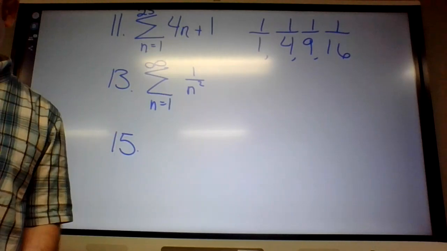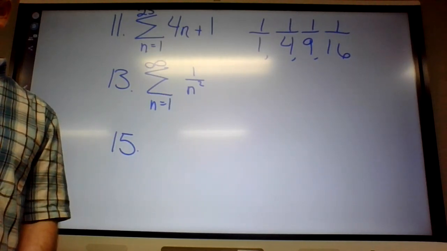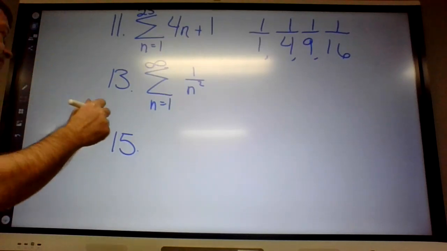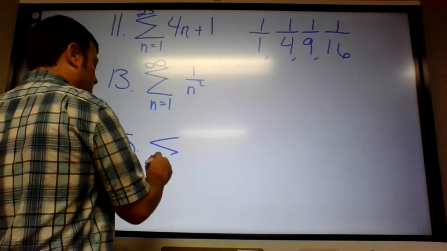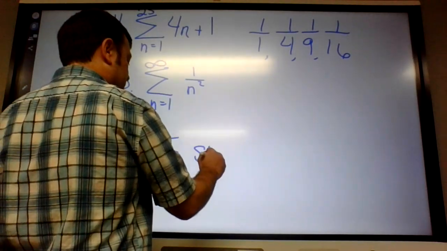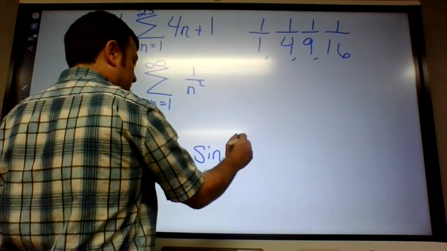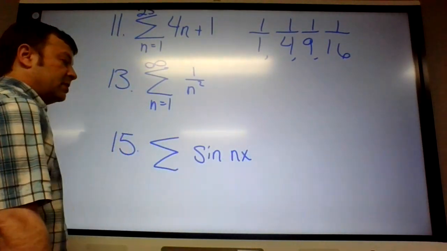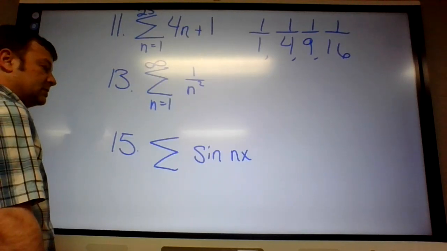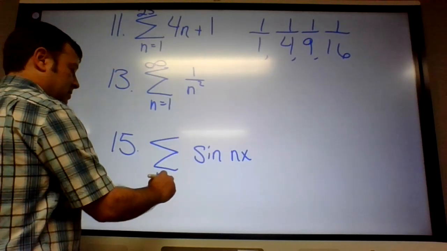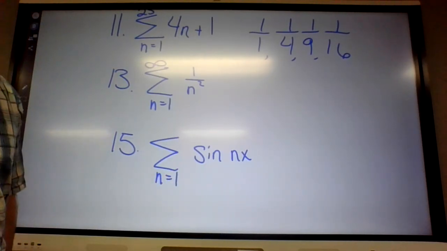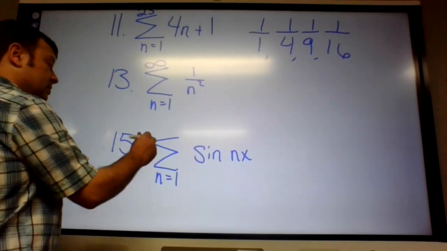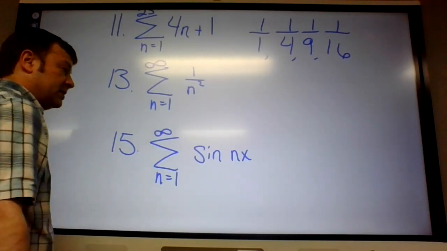Okay, what's the pattern on 15? There's a 1x, there's a 2x, there's a 3x inside the sine. So all we have to do is make it, well, maybe I should use something besides n. That's fine. So we'll just call it nx. How far does this one go? Forever? The book likes using k for some reason.